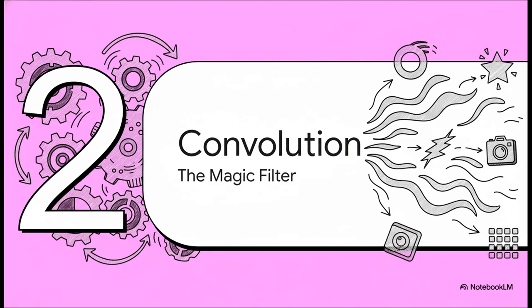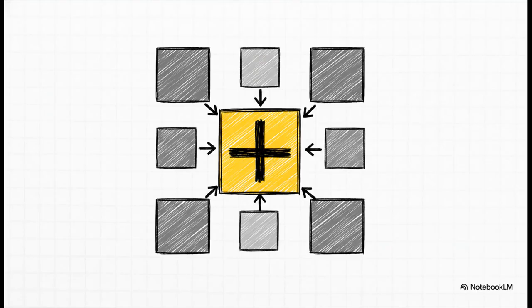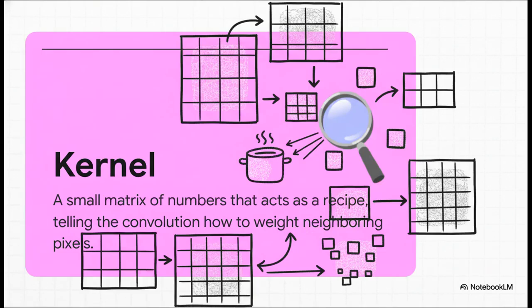And that brings us to the engine room of all this, a technique called convolution. This is the mathematical magic that creates all those filter effects we know and love. At its heart, convolution is basically a neighborhood watch program for pixels. To figure out the new value for any one pixel, it takes a look at that pixel and all the ones immediately around it, and then it does a little bit of math. But how does it know what math to do? Well, it uses this little thing called a kernel.